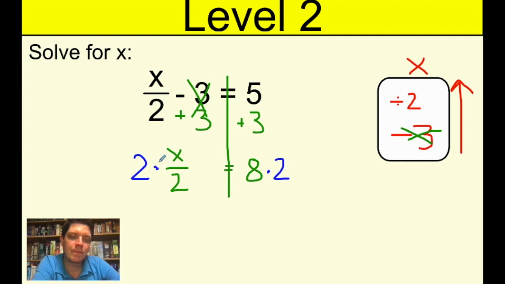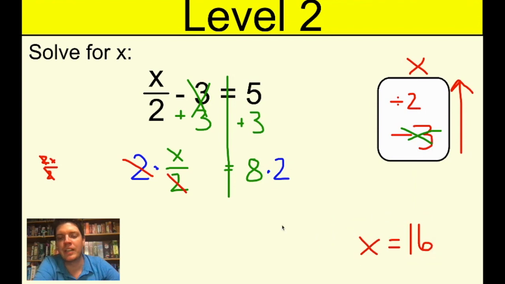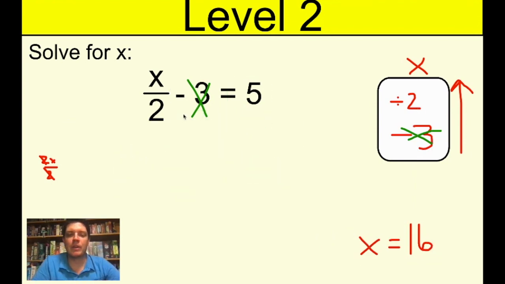Now, just in case you're curious, I'm going to explain what this is doing over here. 2 times x over 2 is the same as 2x over 2, which is just 1x. Essentially, these 2's cancel each other out. They divide to equal 1. And so we're left with x equals 16. Okay, so I'm claiming that that's my answer, that x equals 16 is the magical thing that's going to make this equation true. Let me go ahead and erase all this work just to double check my answer.